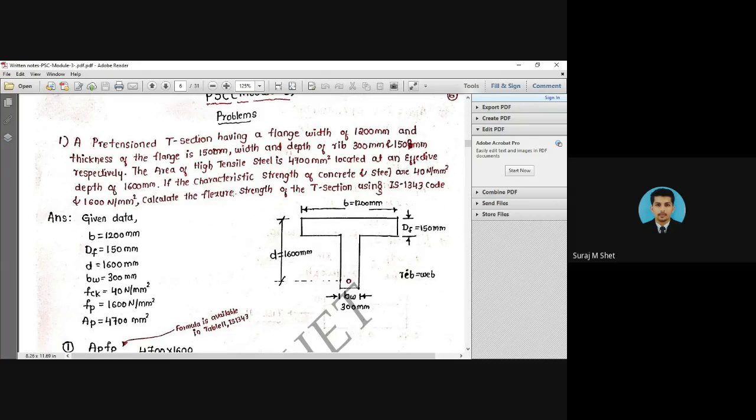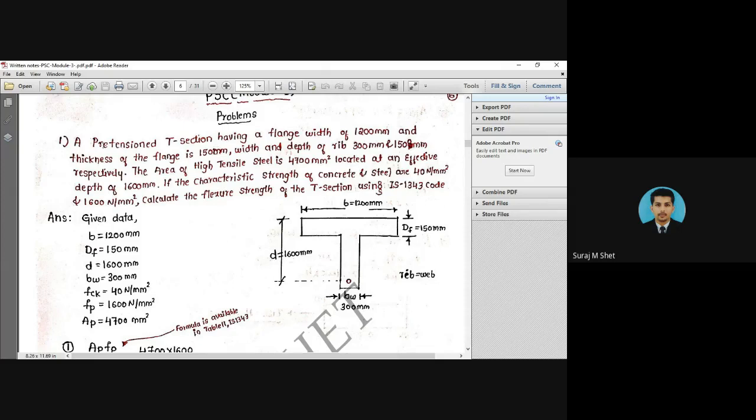If the characteristic strengths of the concrete and steel are 40 Newton per mm square and 1600 Newton per mm square, calculate the flexural strength of the T section using IS code 1343. So here they asked to calculate the flexural strength of the T section. We have already read the procedure. There will be 4 cases: bonded, unbonded, rectangular section, and bonded flanged section. This will come under the second part.